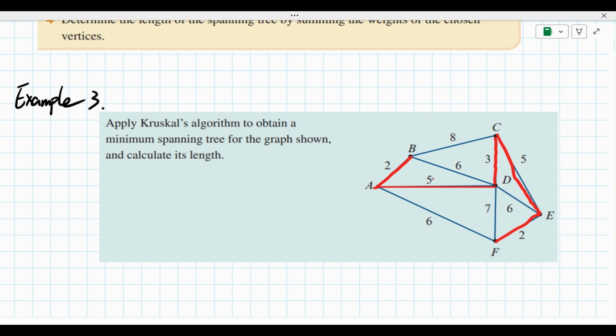Basically, we connect everything. Then we add all together 2 plus 2 plus 3 plus 5 plus 5, which equals 17. So this is the minimum spanning tree, adding the weights of the chosen edges. You can see it's a much easier way of choosing by Kruskal's algorithm. Hopefully that makes sense.